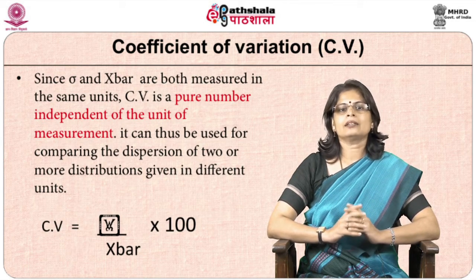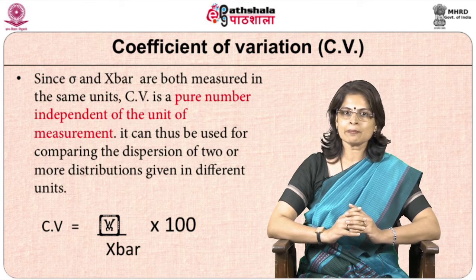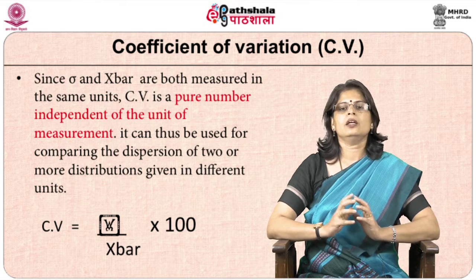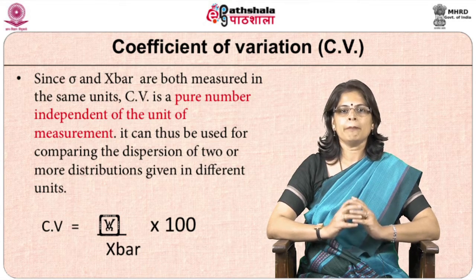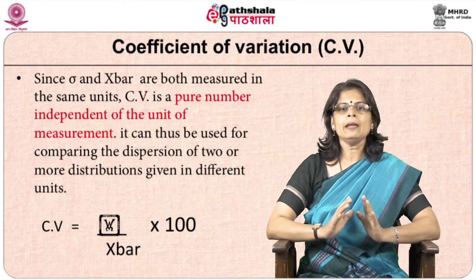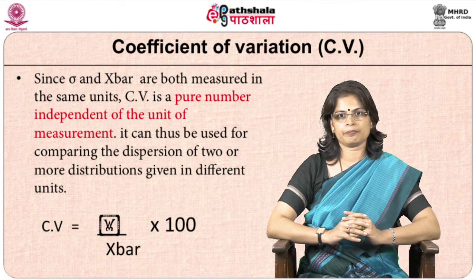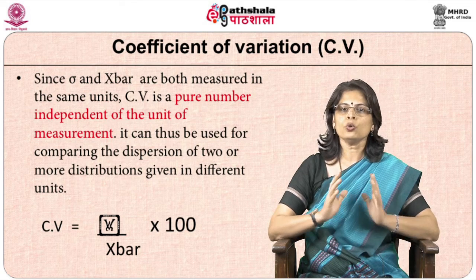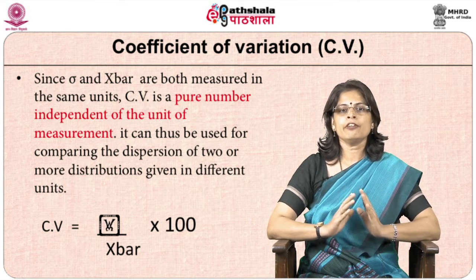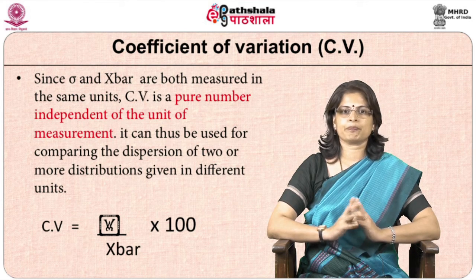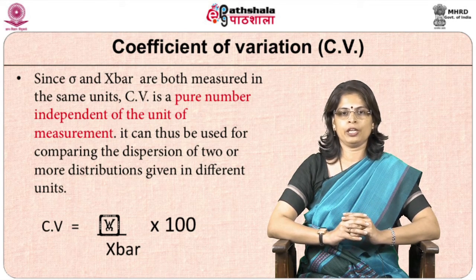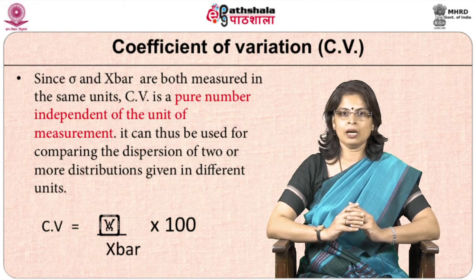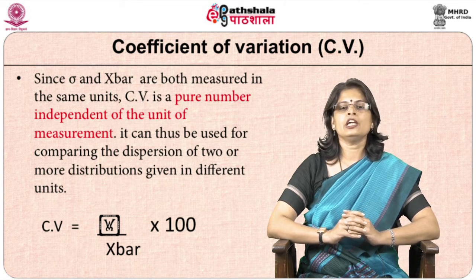Since sigma, that is the standard deviation, and x bar, which is the mean, are both measured in the same units, the coefficient of variation becomes a pure number independent of the unit of measurement. It can thus be used for comparing the dispersion of two or more distributions given in different units. The formula for coefficient of variation is given as CV equal to sigma upon x bar into 100.